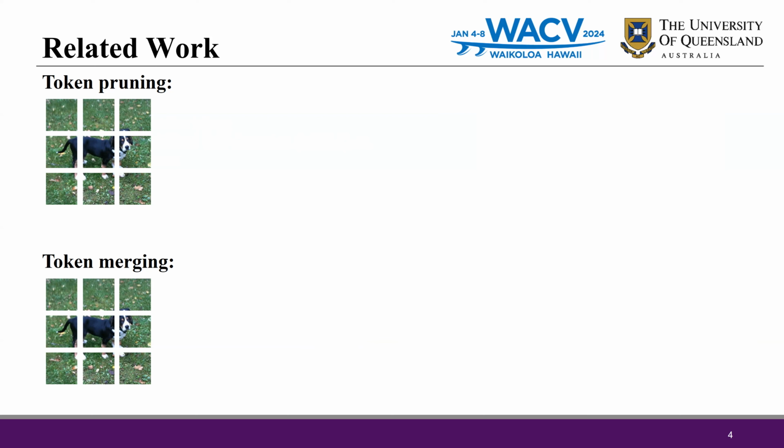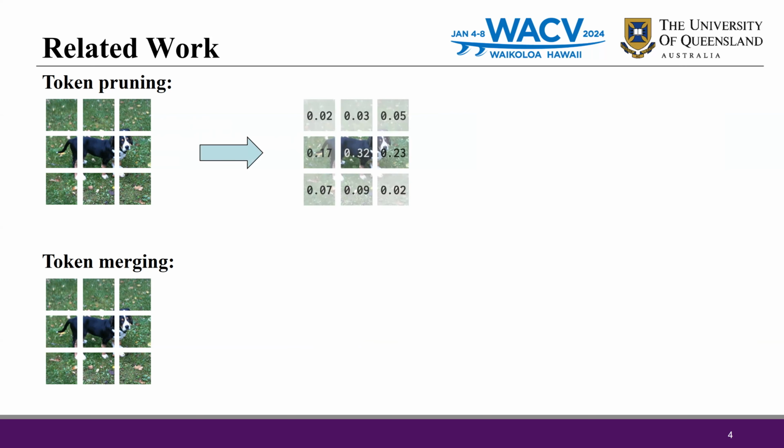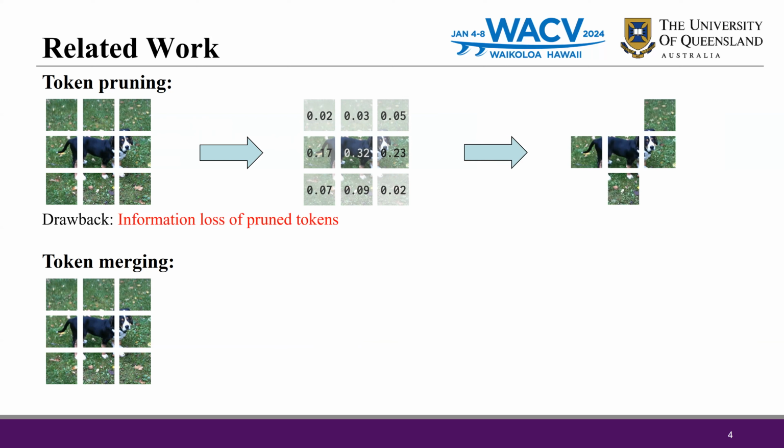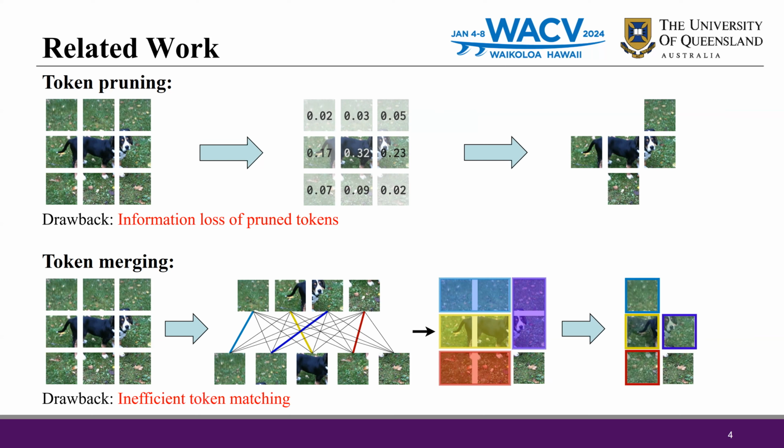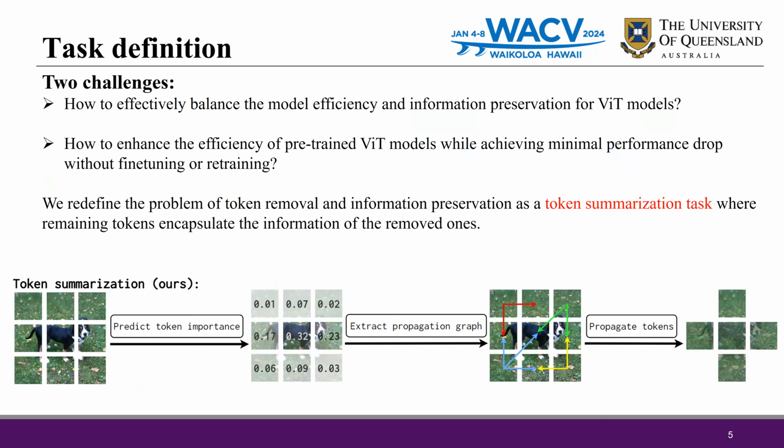One of them is token pruning. Token pruning methods predict the importance score of each token and simply drop those less important tokens. The drawback is obvious. The information of pruned tokens would get lost. So token pruning methods usually need fine-tuning or retraining to be effective. The other one is the token merging method. Instead of simply removing the tokens, token merging methods first identify the most similar token pairs and then average them. However, the token matching process is somewhat inefficient. It needs to compute the pairwise cosine similarities among tokens in each layer.